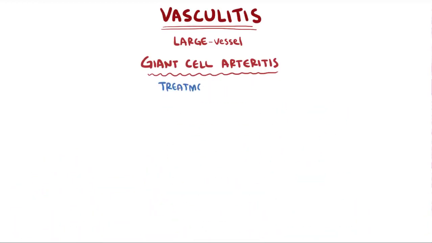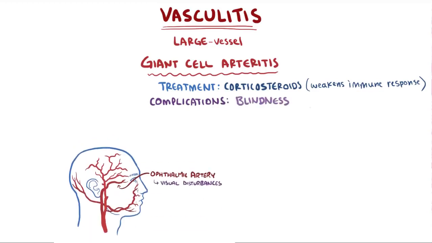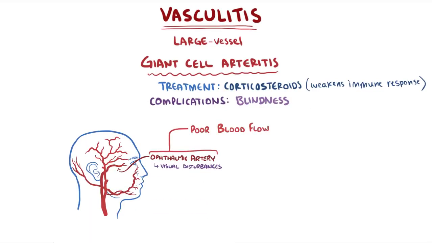You can treat people with giant cell arteritis by giving them corticosteroids, which weakens the immune response. People whose ophthalmic artery is affected and don't receive treatment are at a high risk of blindness, again because poor blood flow to the eyes causes ischemia and irreversible blindness.